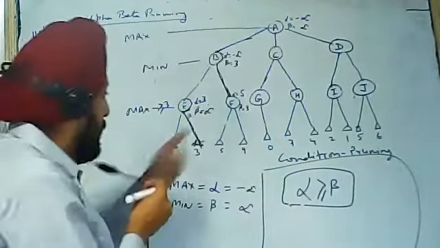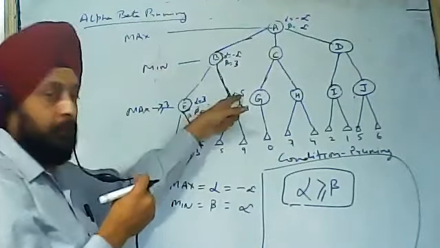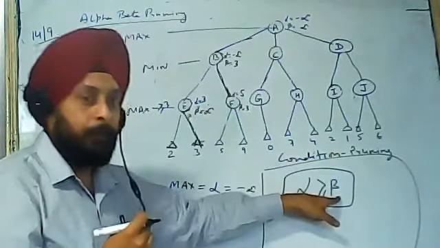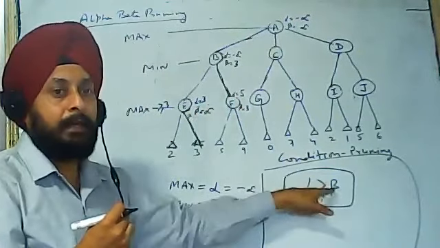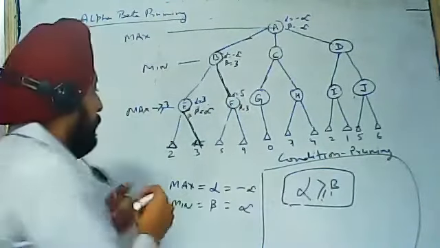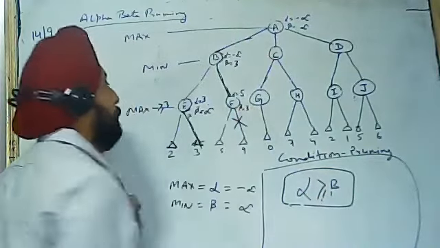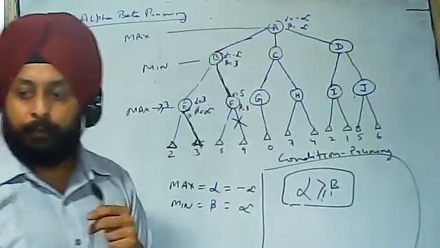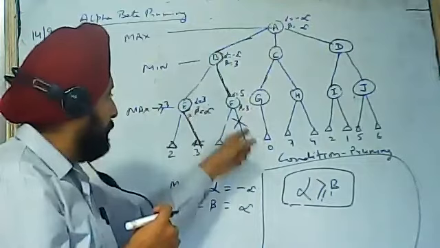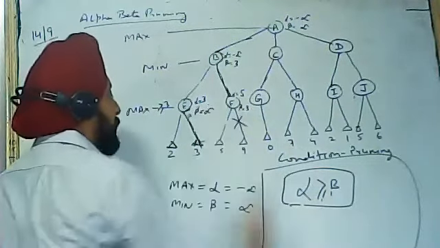As and when 5 comes here, you see the condition: alpha is greater than or equal to beta. Clear? So this condition comes true. So this node will be pruned. This branch will be pruned. We will not go for this. So according to alpha beta pruning, this branch will be pruned.